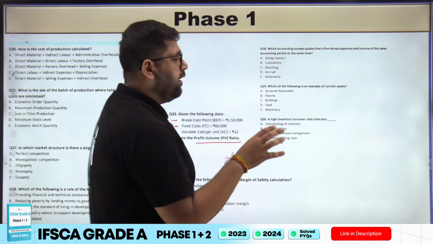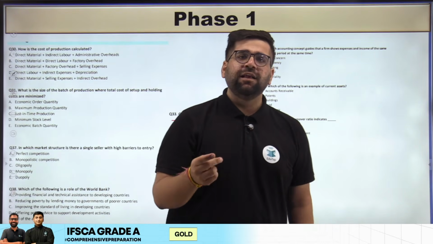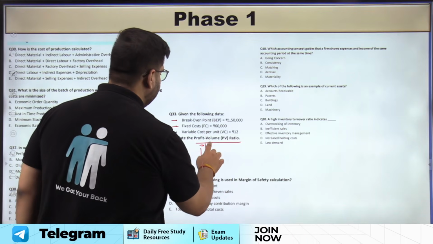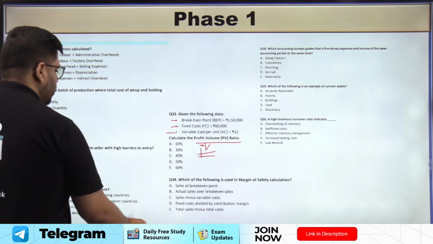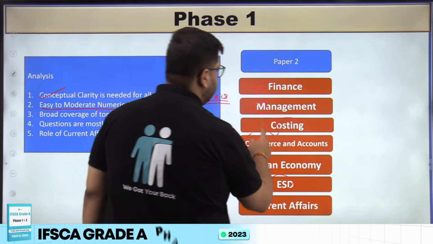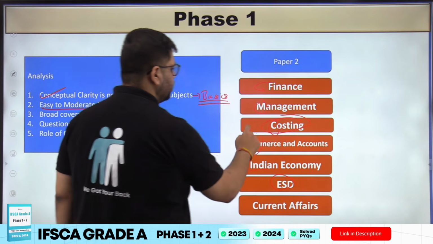Once you apply the formula, the answer will be coming to you in seconds. And this is not even, I would say, easy. If you remember the formula of PV ratio, then definitely you can solve this question. So if you see numericals, when it comes to topics like costing, yes, numericals can be there. The PV ratio was of costing only.